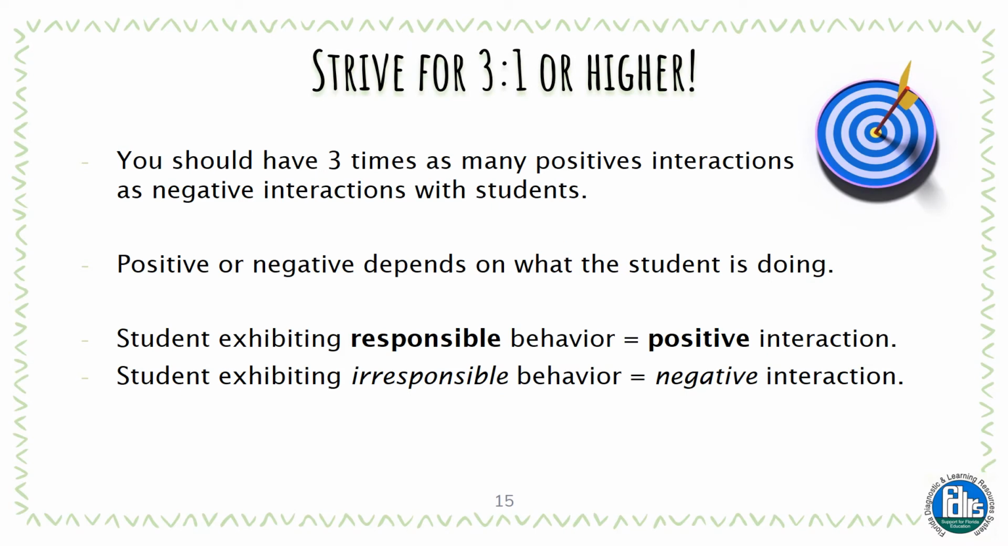You're going to strive for 3-to-1 positives to negatives or higher. You should have 3 times as many positive interactions as negative interactions. What you pay attention to is what you're going to get more of. So paying attention to behaviors that frustrate or annoy you can actually increase the likelihood of those behaviors reoccurring. So for example, calling out. If you answer students that call out, you actually reinforce or motivate calling out behavior. Instead, flip the script and pay attention to those exhibiting the behavior you want to see.